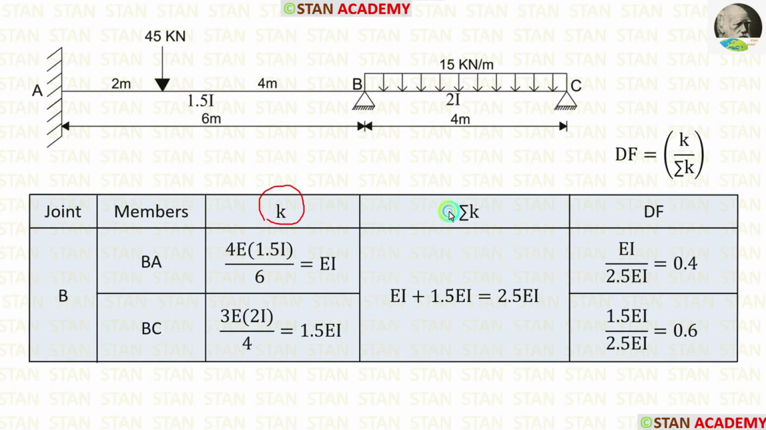Now let's calculate the summation of the stiffness. For that, we have to add these two values. After adding these two values, we are getting 2.5 EI. Now let us calculate the distribution factor. The formula is K upon summation of K. For BA, K is EI, summation of K is 2.5 EI. When we apply in the formula, we are getting 0.4. For BC, K is 1.5 EI, summation of K is 2.5 EI. When we apply in the formula, we are getting 0.6.